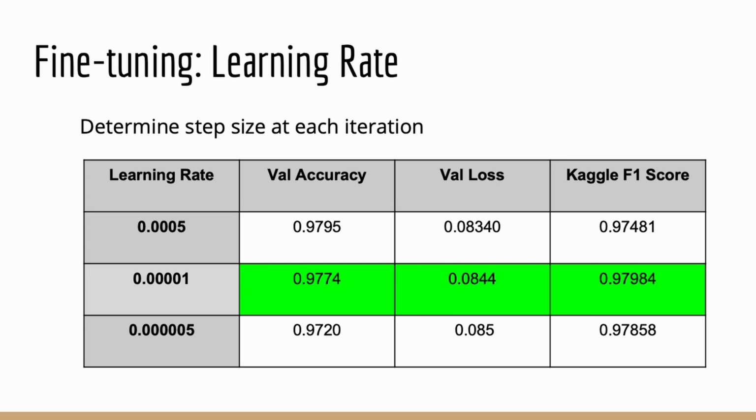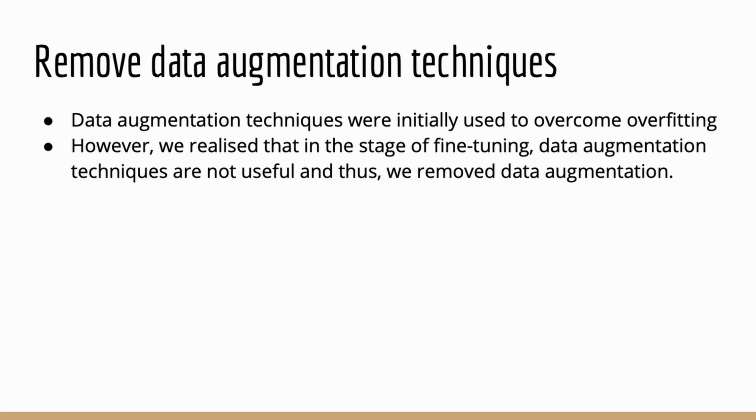Learning rate would determine the magnitude that the weights are being updated during training. It controls how quickly the model is adapted to the problem. A larger learning rate will result in larger changes, which can cause the model to overshoot the minimum and fail to converge. However, a low learning rate will cause the gradient descent to be very slow, therefore needing more epochs to reach the global minimum. As seen from the table above, the optimal learning rate that allows for the best Kaggle score is 0.0001. We have decided to remove data augmentation techniques as it is not useful in the stage of fine-tuning.